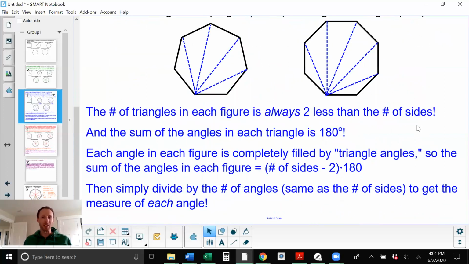So the number of triangles in each figure is always 2 less than the number of sides, and the sum of the angles in each triangle is 180 degrees, okay? Each angle in each of these regular polygons is completely filled up by triangle angles, so the sum of the angles in each figure has to be the number of sides minus 2 times 180, then divide by the number of sides slash angles that you're dealing with, and you get the measure of each angle.